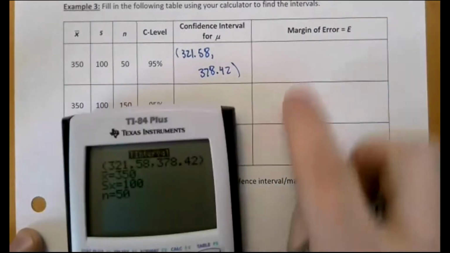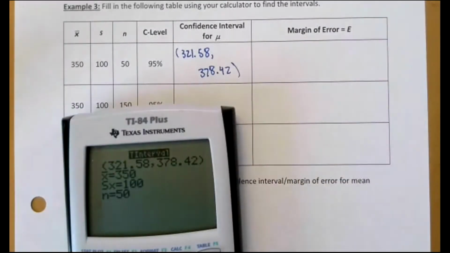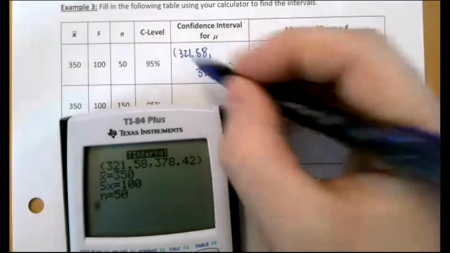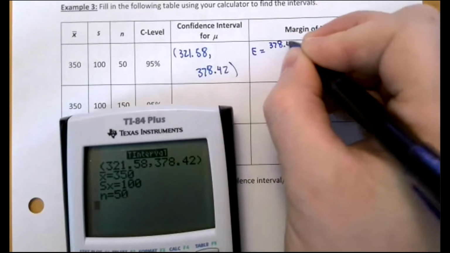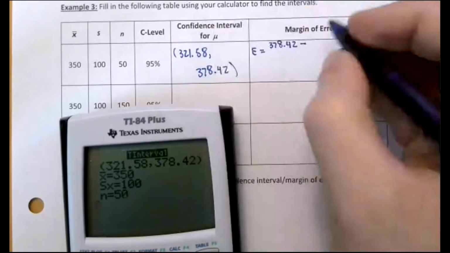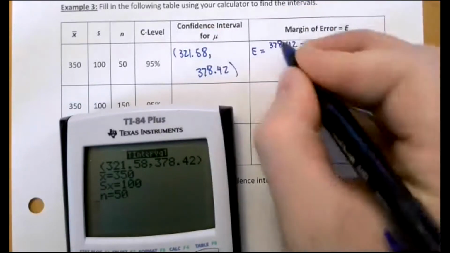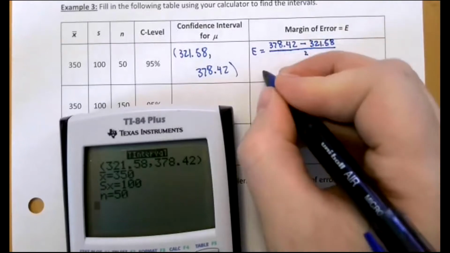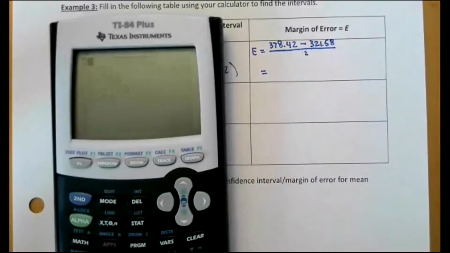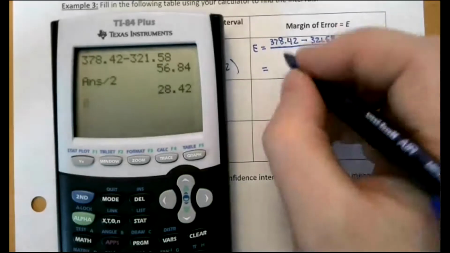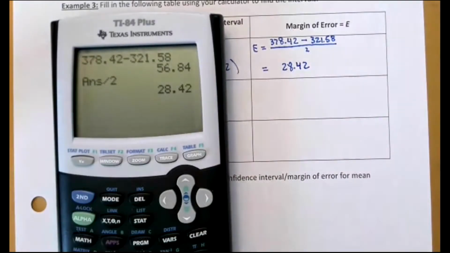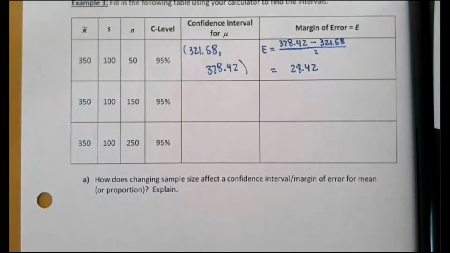And what we want then is to calculate the margin of error. Recall that the margin of error is half the width of the confidence interval. So we can find this by taking the upper limit, which is this one, subtracting from it the lower limit, which is that one, and dividing all of that by 2, and this gets us the margin of error. So 378.42 minus 321.58. I hit enter, divide by 2, I get 28.42. Okay, so you try that for the next two. And I'm going to force myself to wait by going to get some coffee.